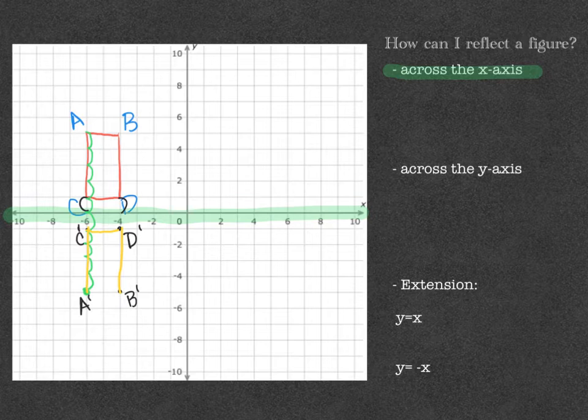We can also, as I demonstrated a couple of seconds ago, go across the y-axis. Oh, that was the one I wanted. Go across the y-axis. There we go. And our y is our up and down. It's our vertical axis.